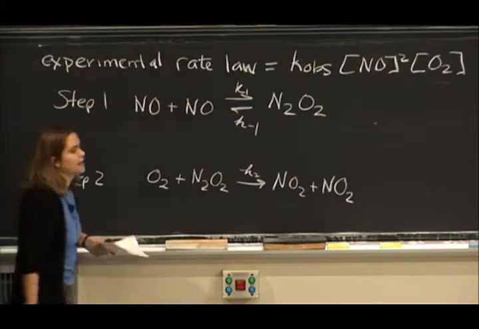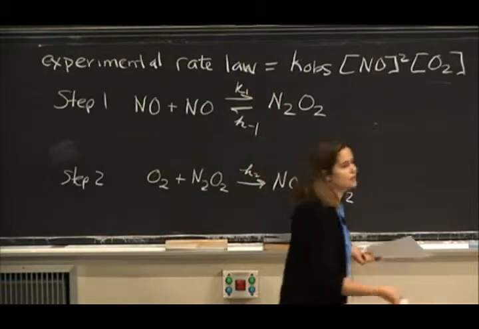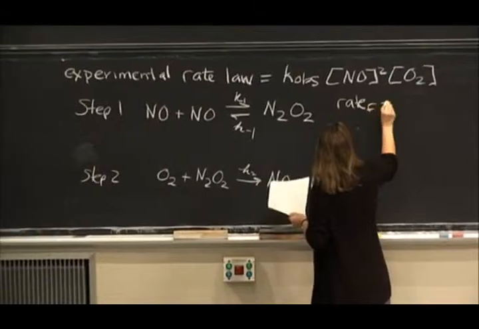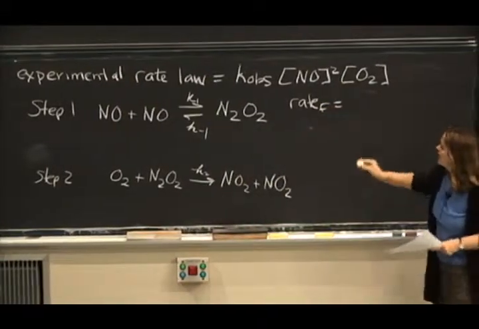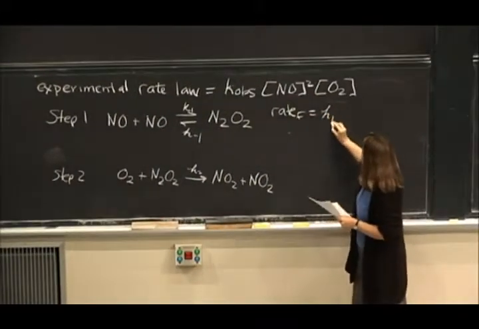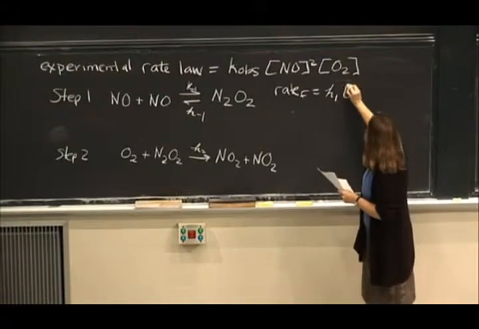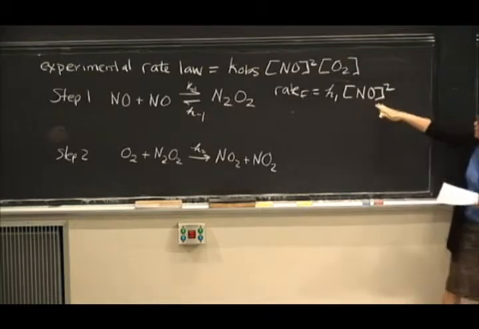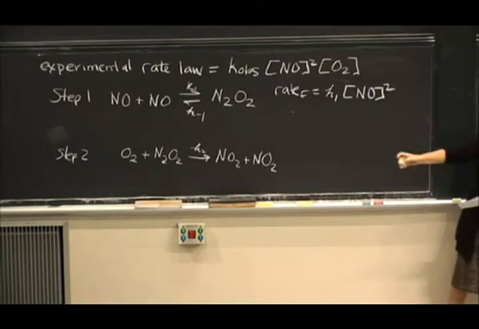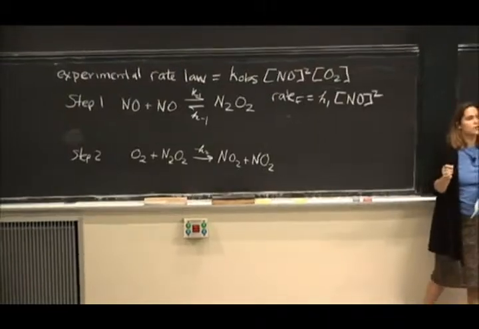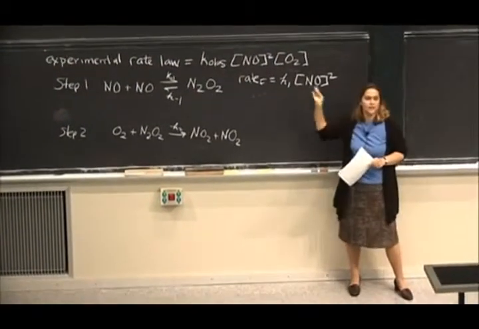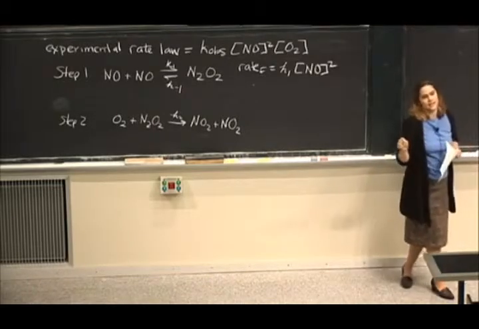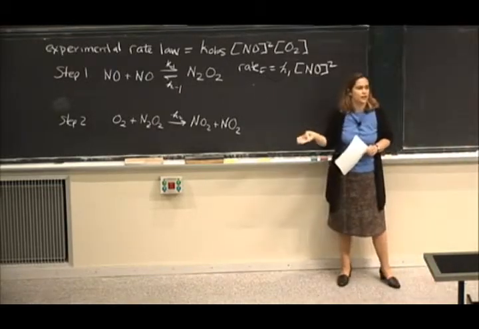So now we can write the rates for each of these individual steps. We can write the rate for the forward reaction here, and so that's going to be equal to K1 times NO squared, because we have two NOs. And again, this is a step or an elementary reaction, so we can write the reaction exactly as it occurs. We can write a rate law for that step using the stoichiometry of the reaction.